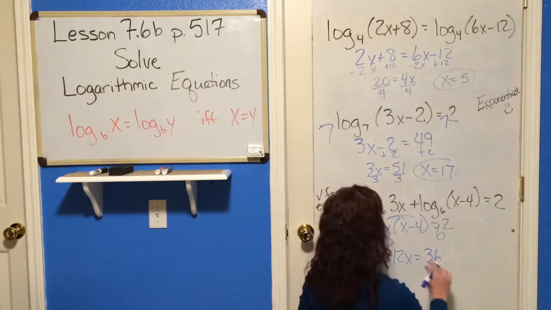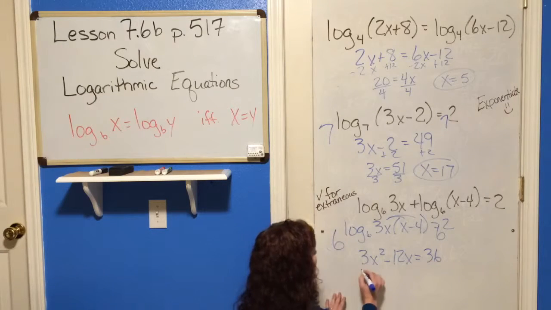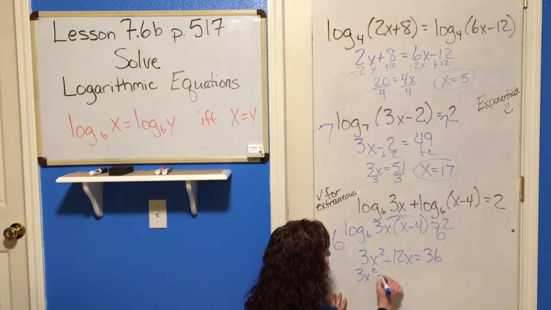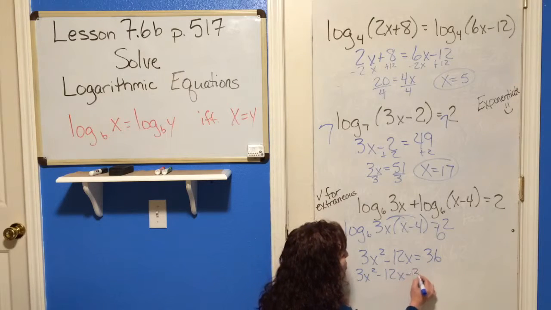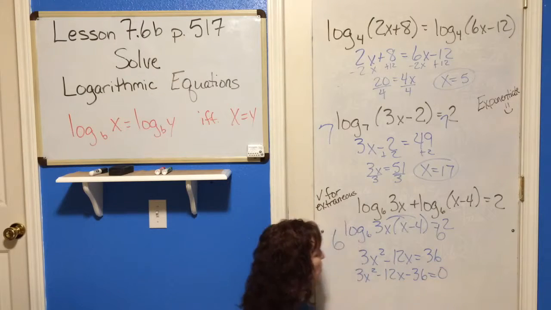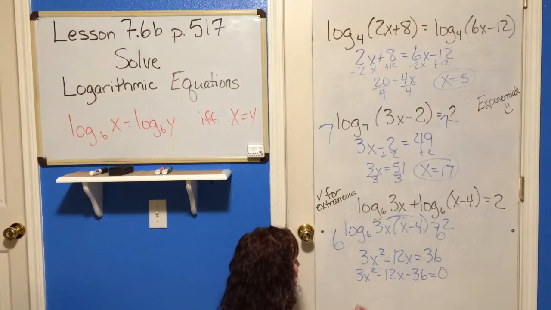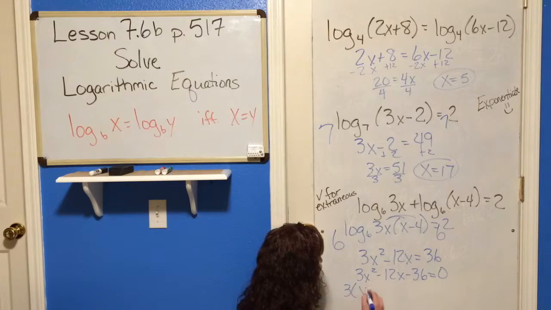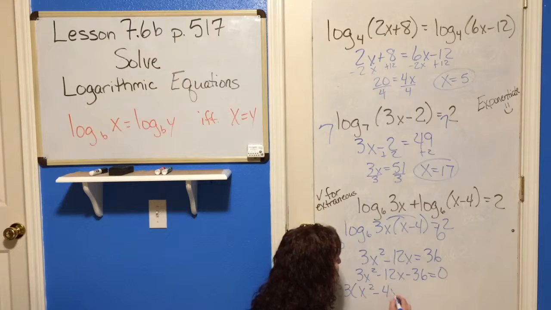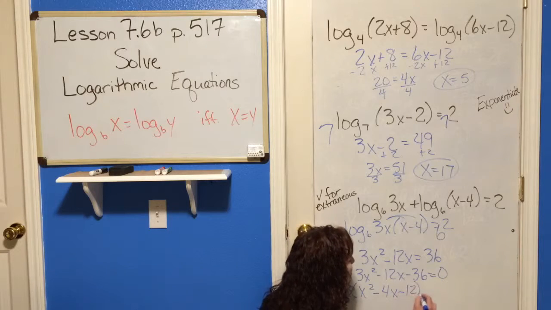So now we're going to subtract 36 from both sides. 3x squared minus 12x minus 36 equals 0. We can pull out a 3 and have x squared minus 4x minus 12 equals 0.